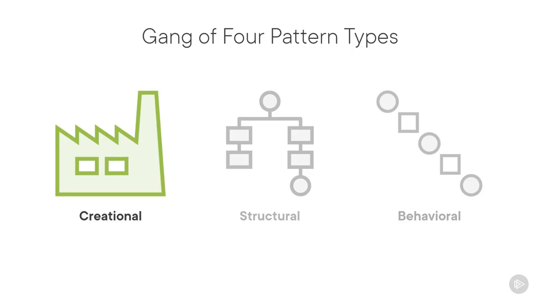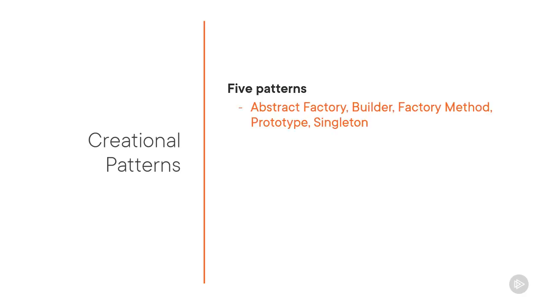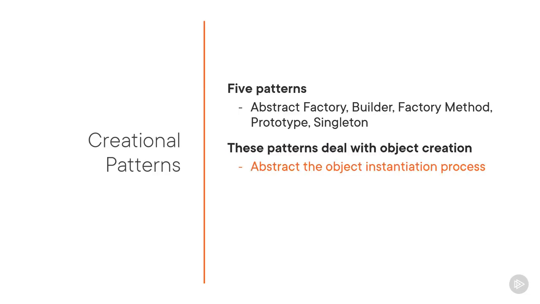The first pattern type is the creational pattern type. It consists of patterns which all deal with object creation. The idea behind these patterns is to abstract the object instantiation process. In other words, these patterns will help with making your system independent of how its objects are created, composed, and represented.